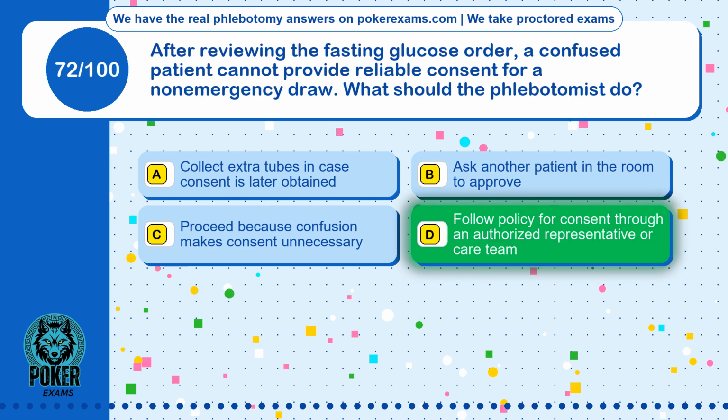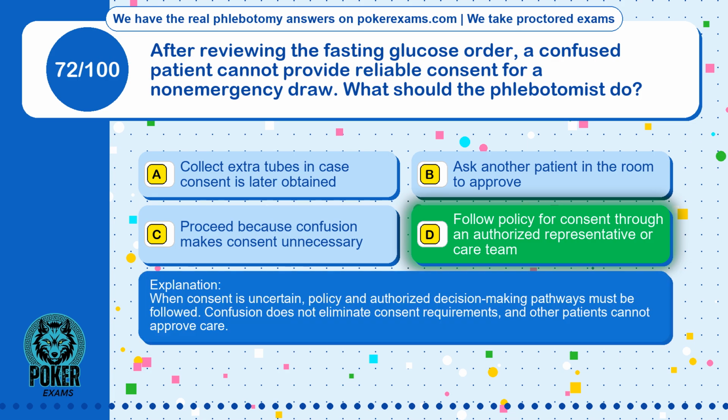The correct answer is option D. Follow policy for consent through an authorized representative or care team. When consent is uncertain, policy and authorized decision-making pathways must be followed. Confusion does not eliminate consent requirements, and other patients cannot approve care.